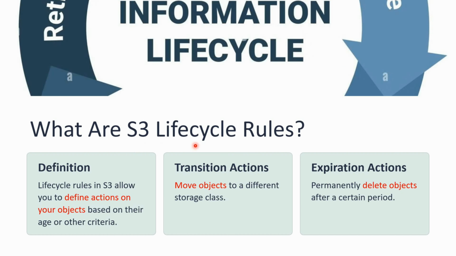What are S3 lifecycle rules? Lifecycle rules in S3 allow you to define actions on your objects based on their age and other criteria. There are two actions: transition action and expiration action. Transition action means moving objects to different storage classes. Expiration action means permanently deleting objects after a certain period.